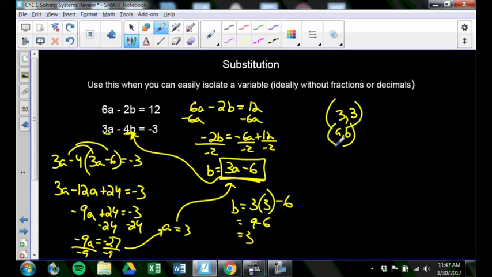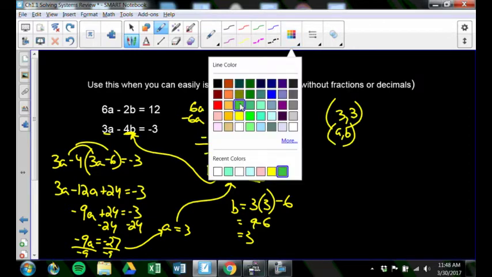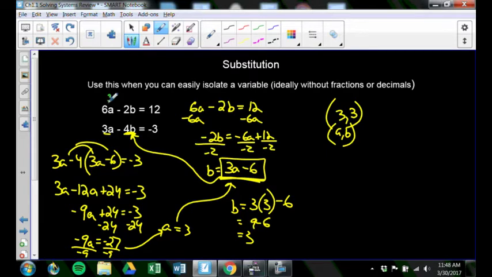Try and give your points in alphabetical order, or in terms of inputs and outputs, or independent variable first. But alphabetical order if you don't know otherwise. I'm going to check. You should always check. Checking is crucial. I'm going to plug in a 3 for the a's and a 3 for the b's, and I'll just do that real quick. 18 minus 6 equals 12. 9 minus 12 equals -3. It checks. There's my solution. It's the point (3, 3). That's the one point that works in both equations.